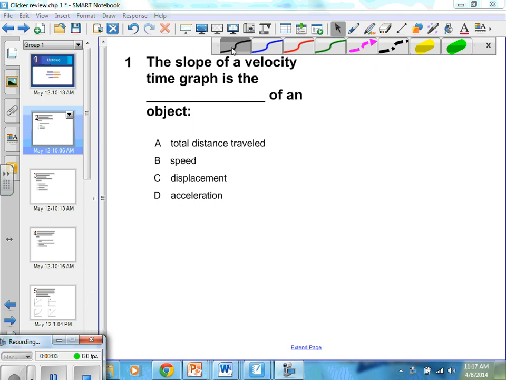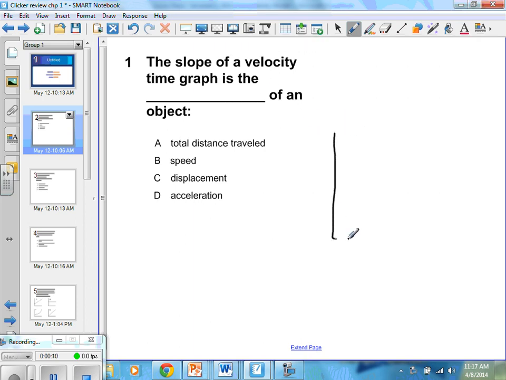Physics, Chapter 1 review. Question 1. The slope of a velocity time graph is the blank of an object. So if we look at a v versus t graph, the slope of this line gives us what? Remember that slope is rise over run.